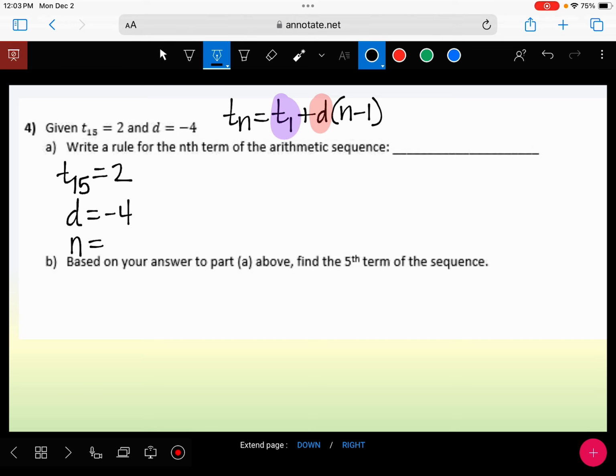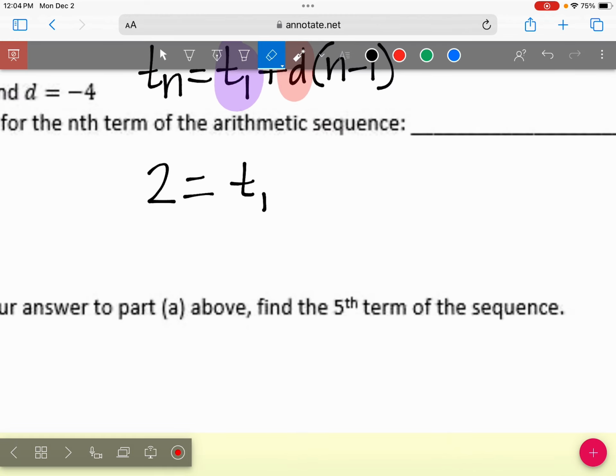And what would n be in this situation? What number is 2 in the sequence? The 15th number. So n is 15. So we're going to solve for T1. Our equation would be 2 equals T1 plus -4. That's kind of messy, so I'm just going to say minus 4, because plus a negative is the same as minus. Go ahead and solve that for T1.